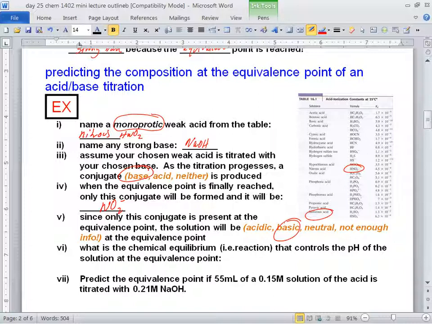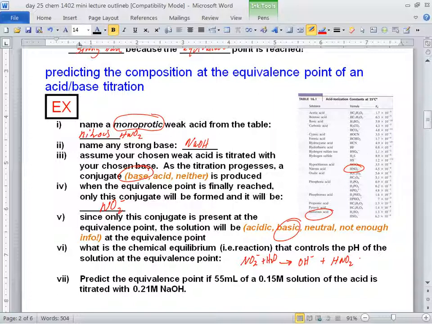So Megan, what KB reaction are you going to write? What goes to what? Well, reactant. NO2 minus. How do you write a KB reaction? Plus H2O. Now you're on track again. Plus H2O goes to OH negative, HNO2. That is the equilibrium that controls the pH. Okay.